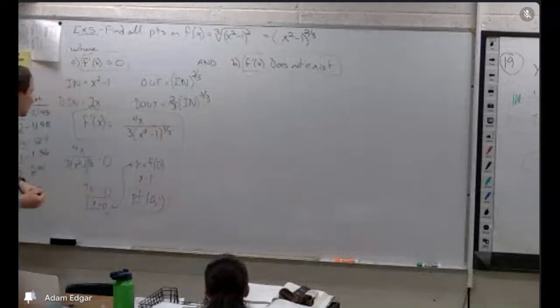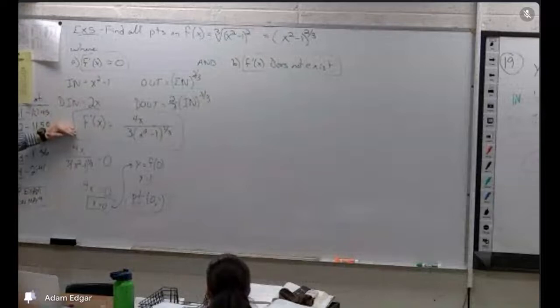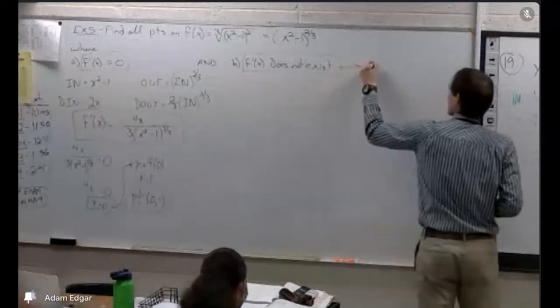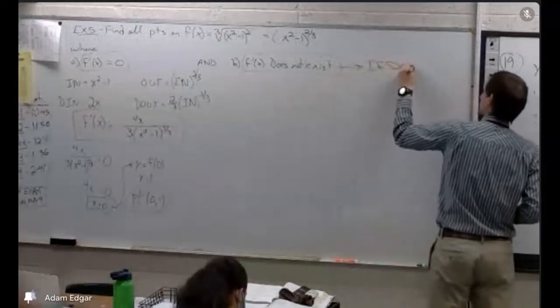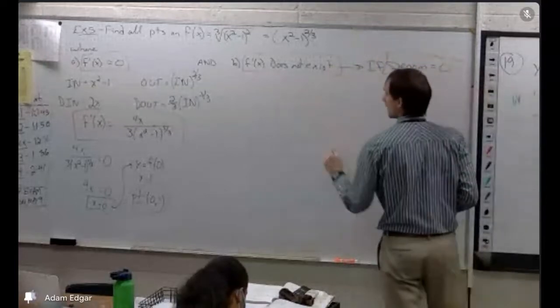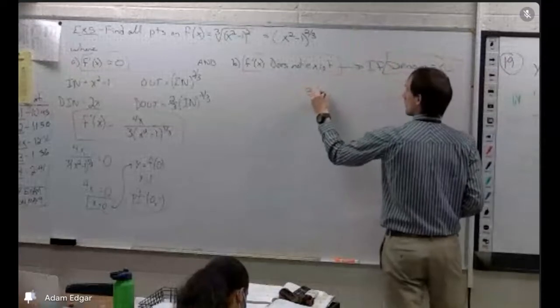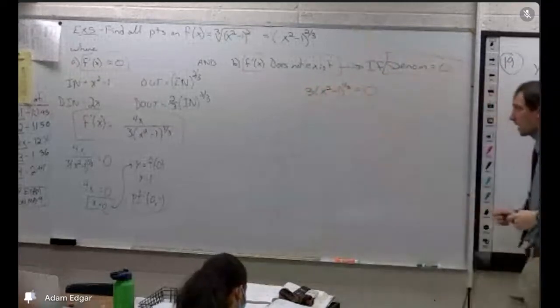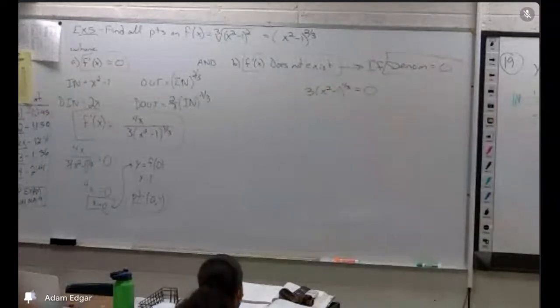So let's look at your derivative. How do we know when an expression is undefined, say? The denominator is equal to zero. So f prime doesn't exist if denominator equals zero. So you take the denominator of the derivative, 3 quantity x squared minus 1 to the 1 third, and you say, hey, you denominator, be zero. And now you solve that for x.